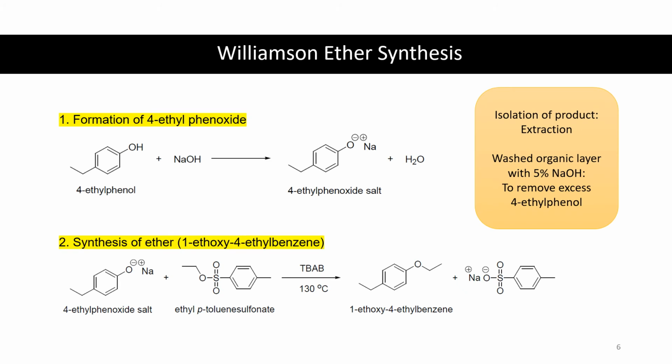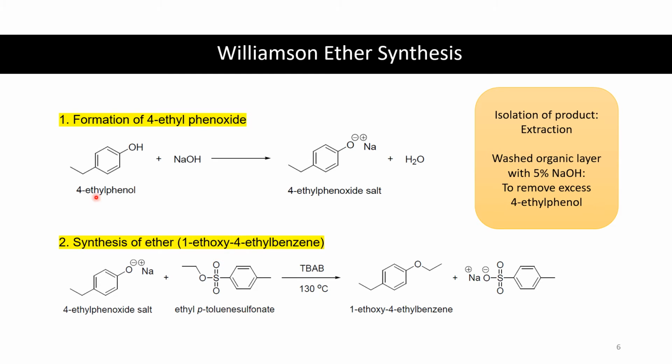Our third lab was Williamson ether synthesis, and this is a pretty straightforward lab where we use a reaction between an alkoxide or a phenoxide with an alkyl sulfonate or alkyl halide in order to prepare the respective ether. So practice predicting the resulting ether if you're given an alkoxide or a phenoxide and an alkyl halide or alkyl sulfonate.